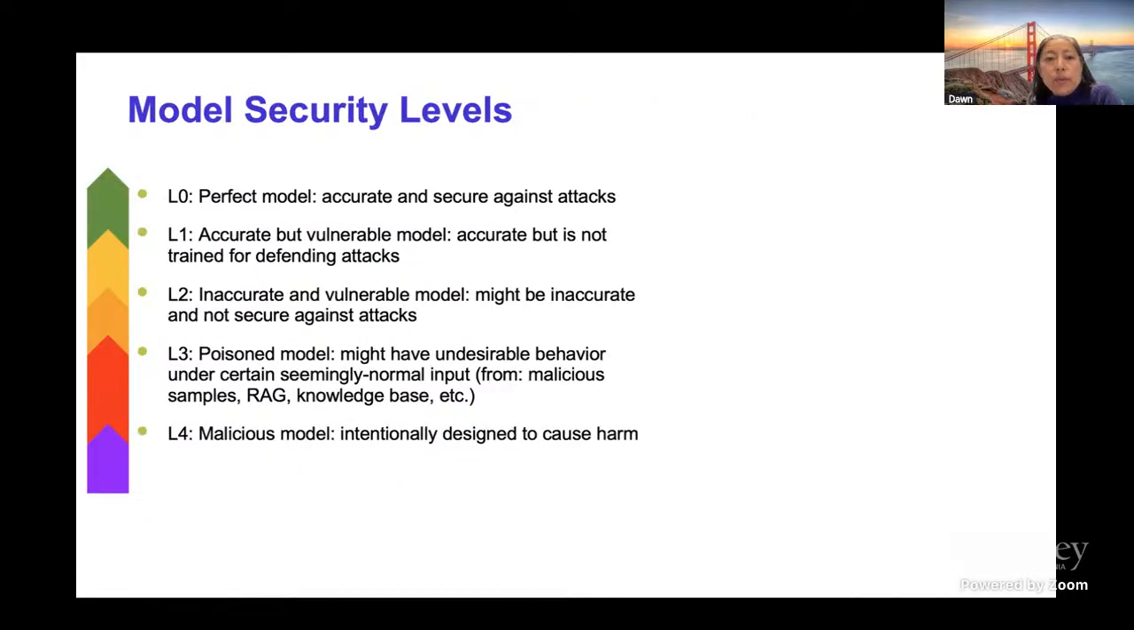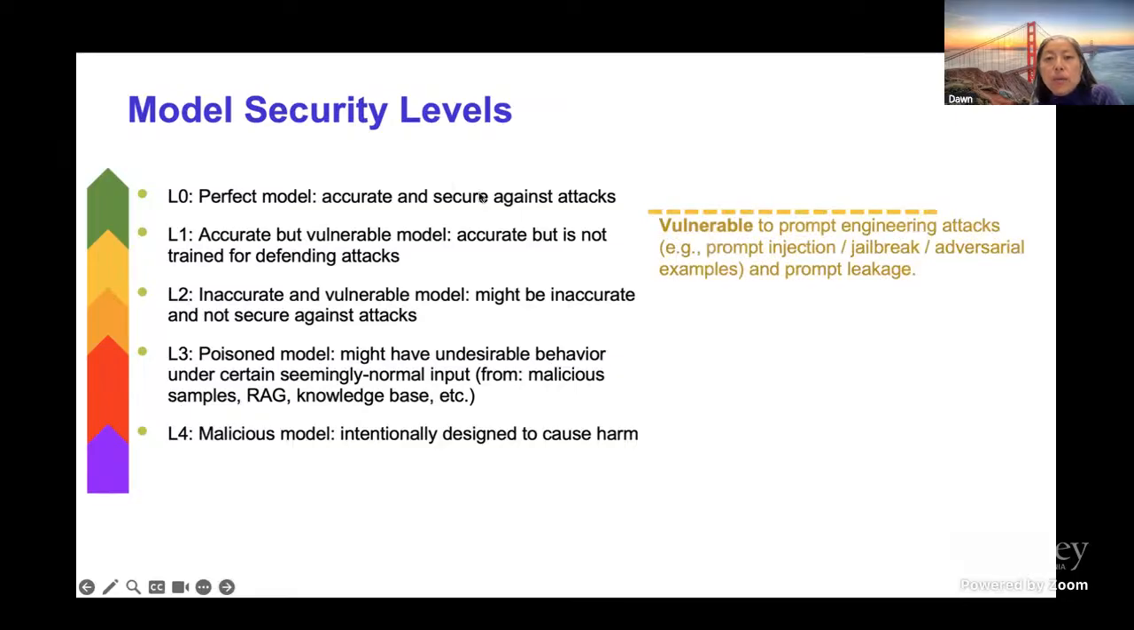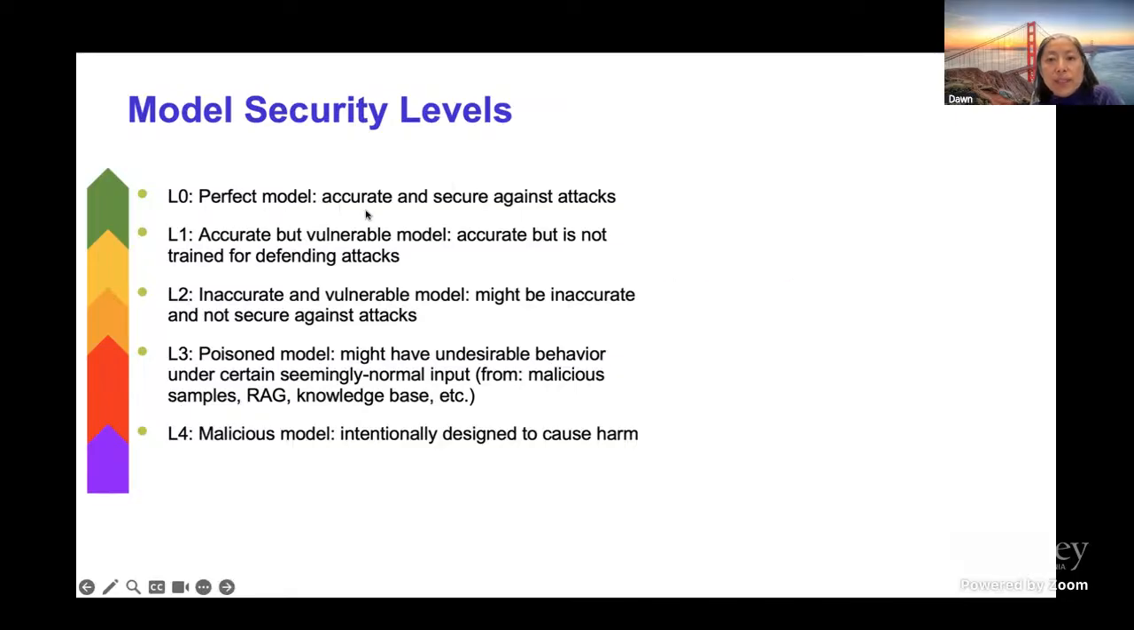So overall, I also wanted to briefly introduce how we consider the model safety and security levels. So here, we can classify it into several different levels. So ideally, we want the model to be perfect in the sense that it's accurate, has essentially perfect utility performance and perfect security. So it's secure against all attacks. So of course, this is a holy grail. This is what we are aiming for. But of course, it's extremely difficult to achieve.